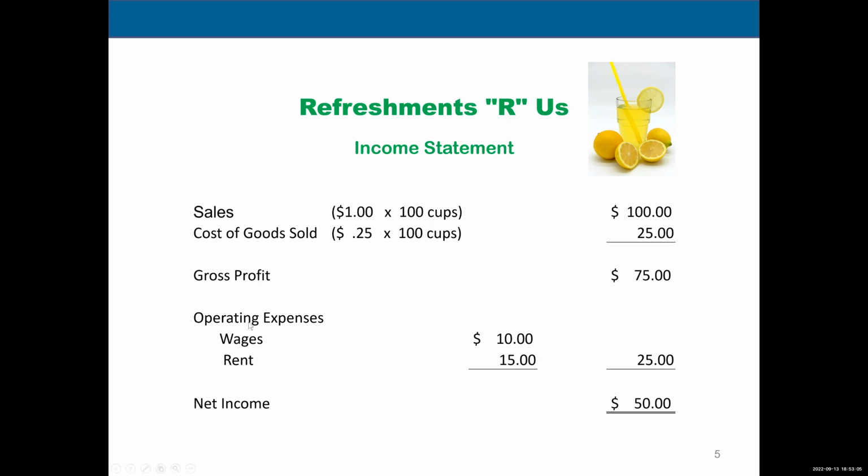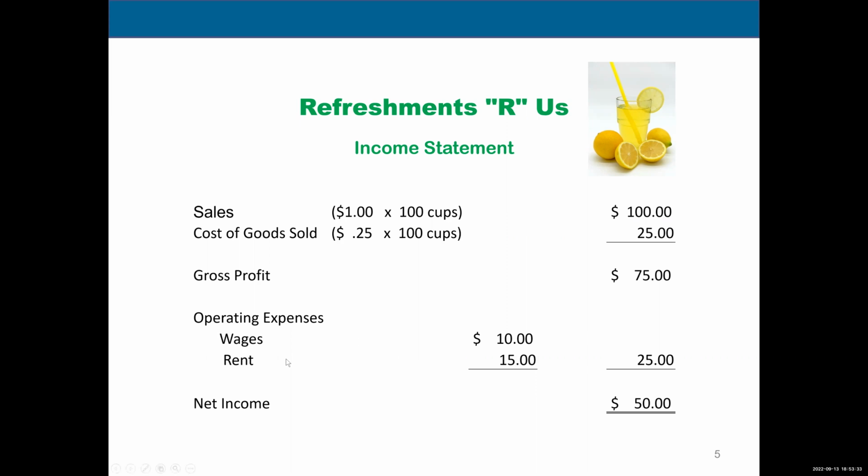So that would be under operating expenses, wages expense of $10. But wait, you always heard that location is really important. Well, the best location for your stand is in front of the neighborhood bully's house. So you make a deal with the bully, saying, hey, I'll pay you rent if you let me put my lemonade stand in front of your house.